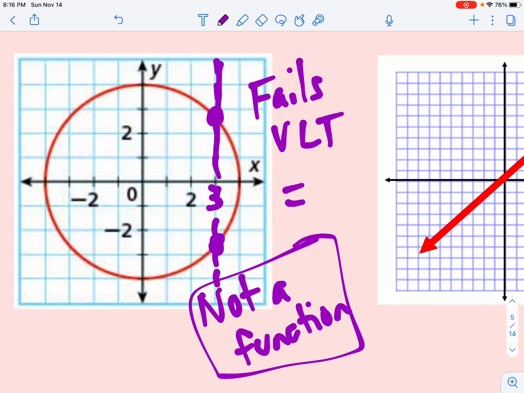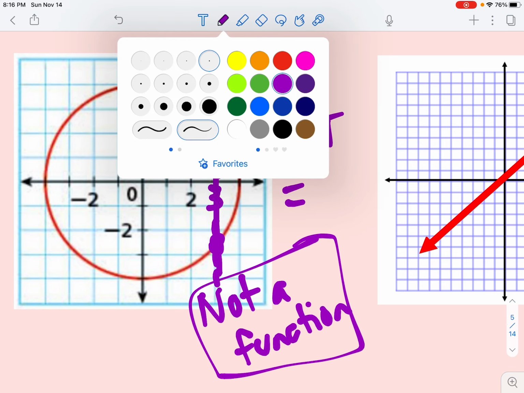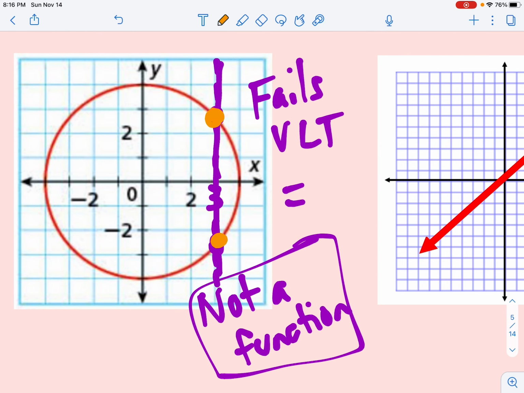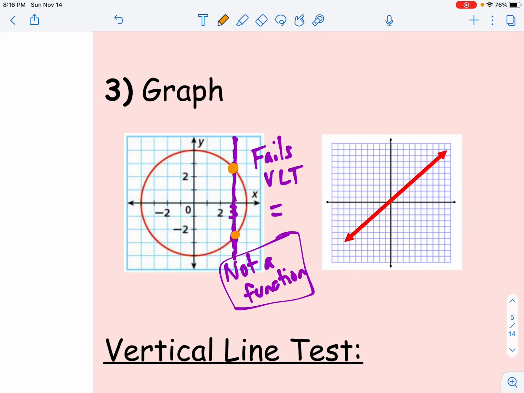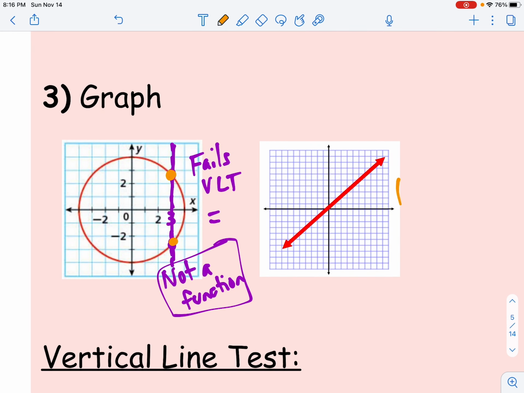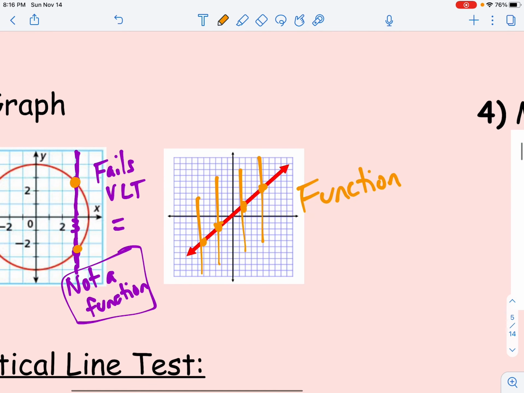Because if we draw a vertical line here and see how our vertical line hits more than one point, it hits 2 points, that means it has the same x value at 2 different spots. That means it's not a function. This one is a function because it passes the VLT, the vertical line test. If you draw a vertical line through anywhere on this graph, it's never going to hit more than one point on the line. Each vertical line we draw will only hit 1 point on the line. So that is a function. If it ever hits 2 points on the line, then it's not a function.